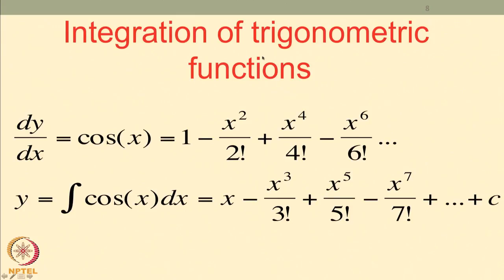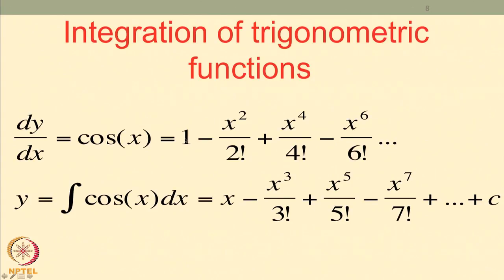So we can do the integration of trigonometric functions. We know that cos x is 1 minus x square divided by 2 factorial plus x power 4 divided by 4 factorial minus x power 6 divided by 6 factorial plus dot dot dot up to infinity. If cos x is my slope dy by dx, then y is the integral of cos x. I can integrate term by term.